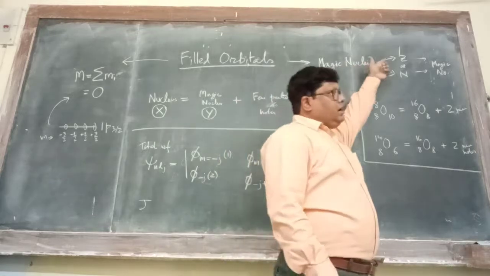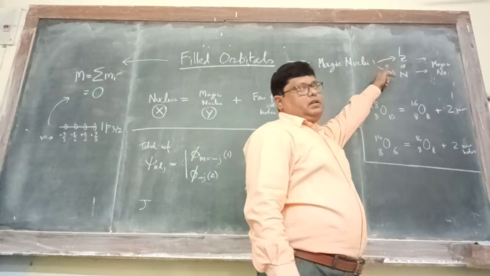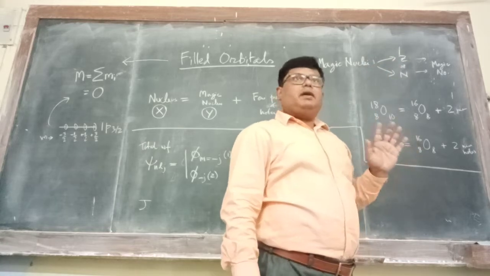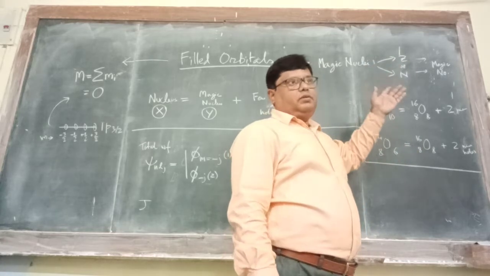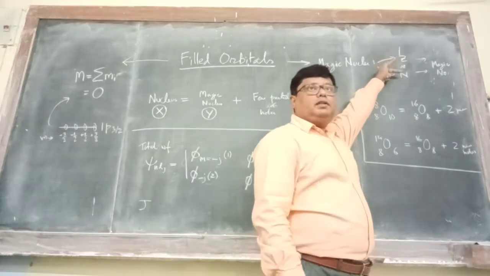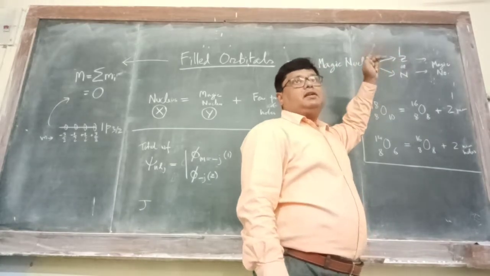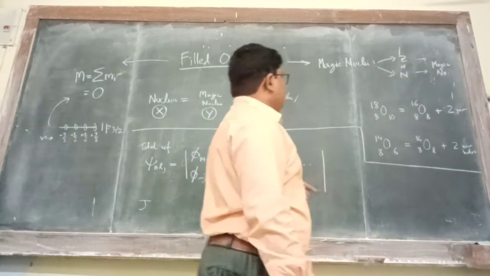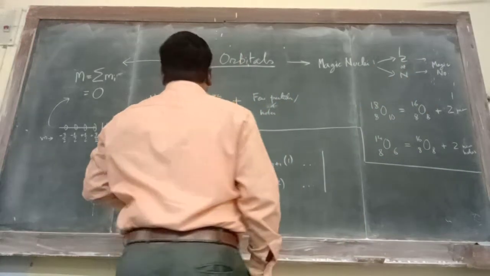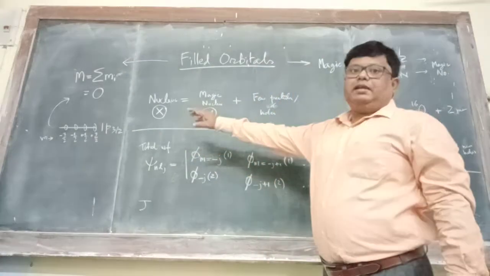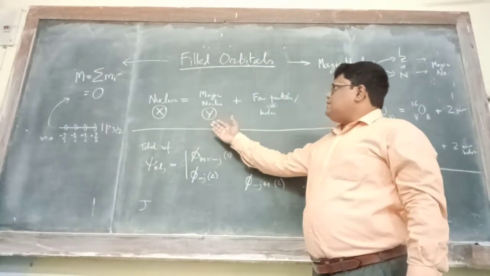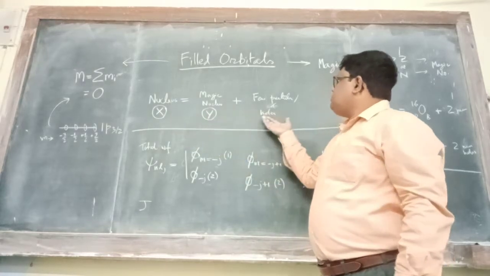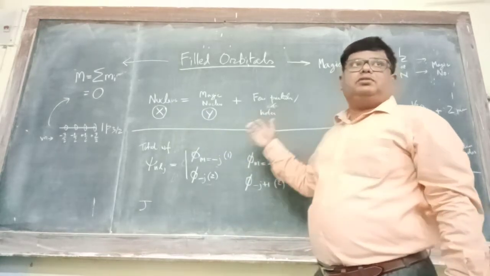Nuclei whose either Z or N, that is either the total number of protons or the total number of neutrons, is a magic number. Okay, either of them. And if we have both of them together magic number, then it is known as a doubly closed shell nucleus, DCSN. Okay, so now we will consider any nucleus as a magic nucleus plus a few particles or holes.